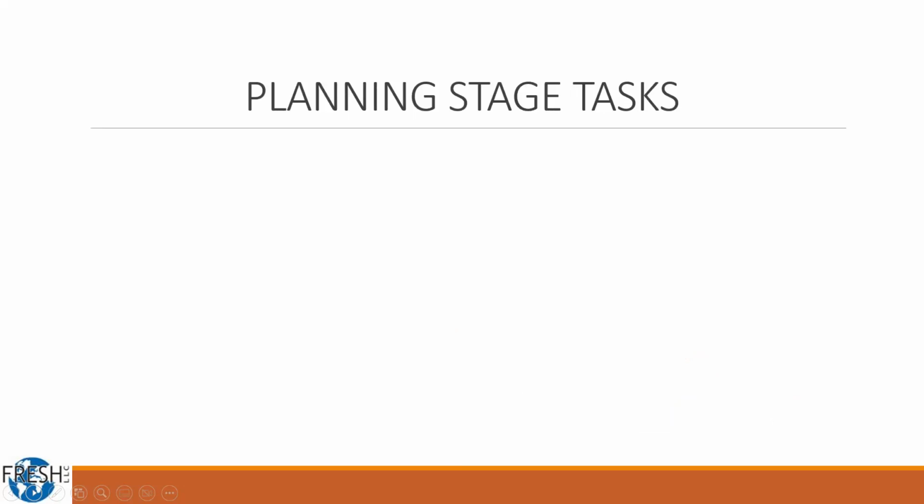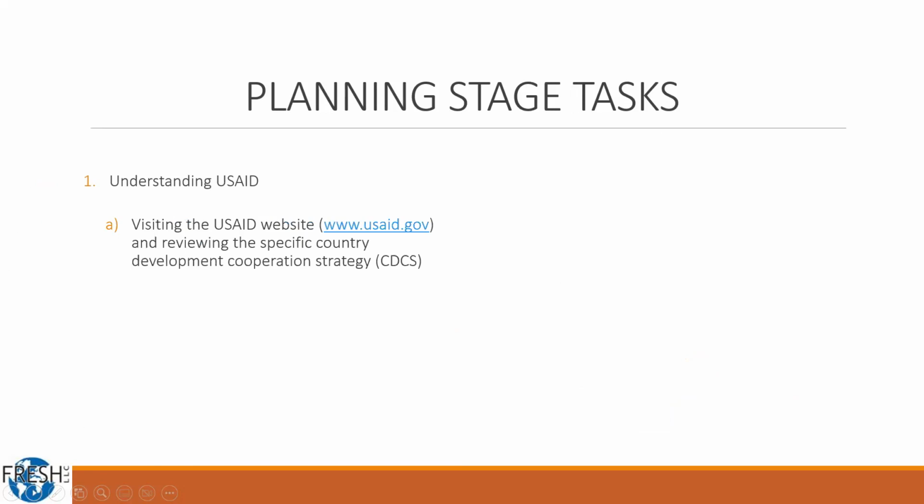So what are the planning stage tasks? Well, one is understanding USAID. Visiting the USAID website and reviewing the specific Country Development Cooperation Strategy, the CDCS, of your particular country is going to be very important, because that strategy should be in line with your strategy. Then it becomes a match. So you really got to read that document.